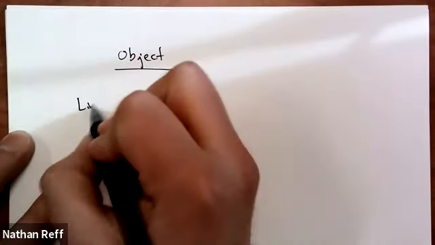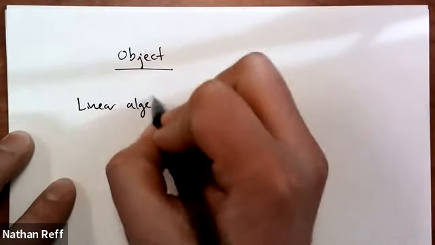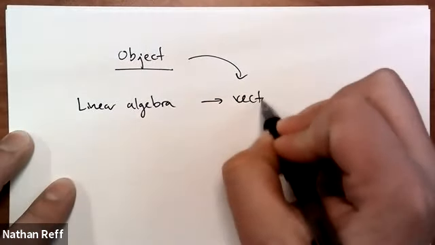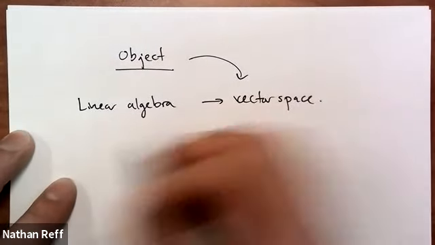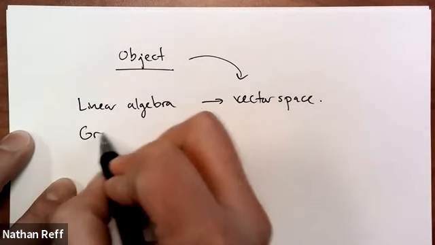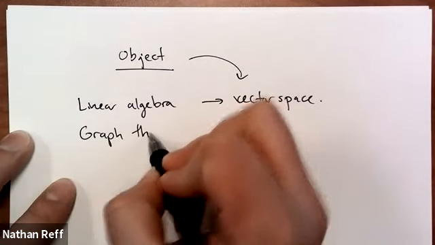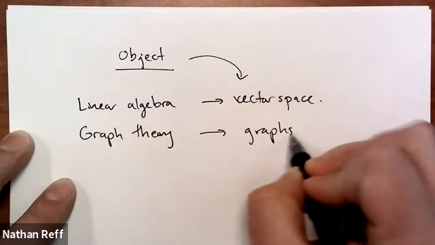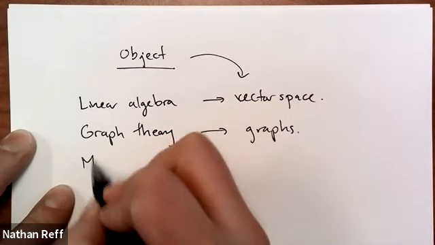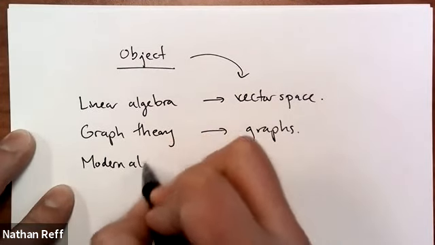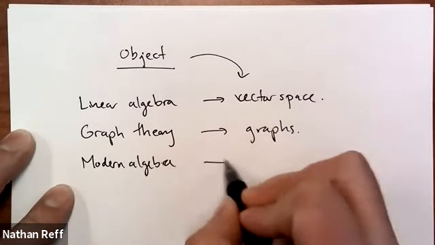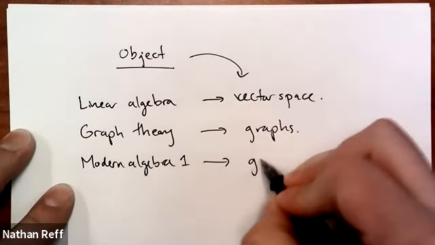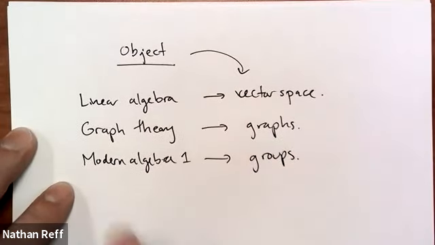Like in linear algebra, the object was a vector space. Let's say you're studying graph theory, then you have graphs. If you're studying modern algebra, modern algebra 1, this course, so this is the first course in several courses, you have groups.